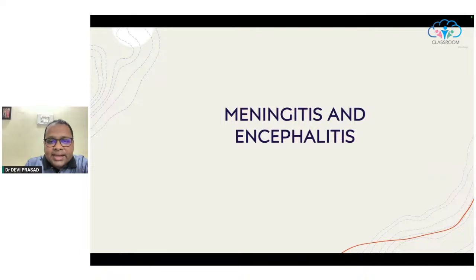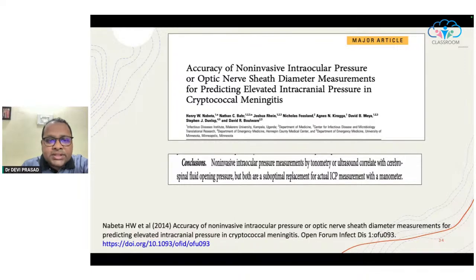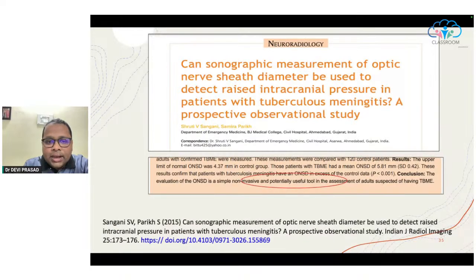Then coming to meningitis and encephalitis, this was a study by Nabita et al. in Uganda, in which the accuracy of non-invasive intraocular pressure or optic nerve sheath diameter measurements for predicting elevated intracranial pressure in cryptococcal meningitis was assessed. In this, non-invasive intraocular pressure measurements were done both by ultrasound and then corroborated with tonometry, and both of these correlated with the cerebrospinal fluid opening pressure, but both are a suboptimal replacement for an actual ICP measurement with a manometer. And this was by Sangani from an Indian study.